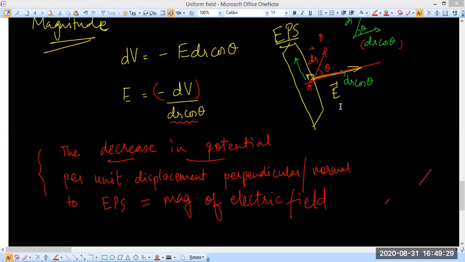The topic today is very abstract, or it's like imaginary things. Think about equipotential surface, right?